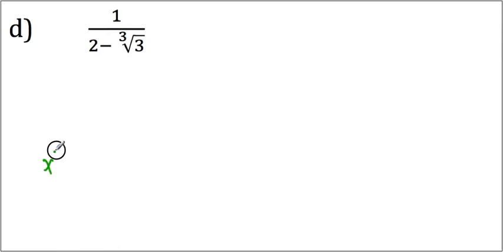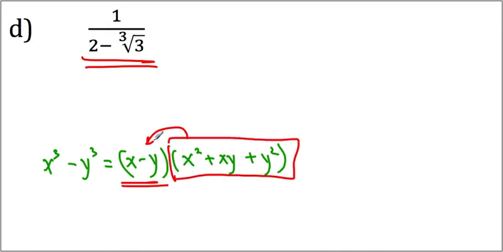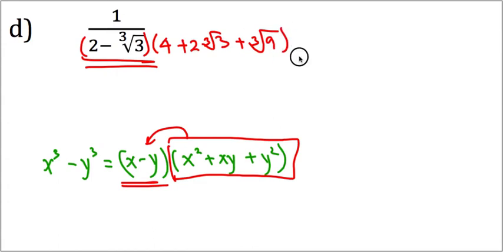So what we end up getting is, I'm going to use this factoring, which is x minus y times x squared plus xy plus y squared. Notice what I have here is this one. If I have this expression multiplying through that, then I get to cube each of the terms. So what I'll do is I'll multiply by 2 squared, which is 4, plus the product of these two, which is 2 cube root of 3, and plus the square of that, which is cube root of 9. And I'm going to do exactly the same thing in the top and bottom right over here.